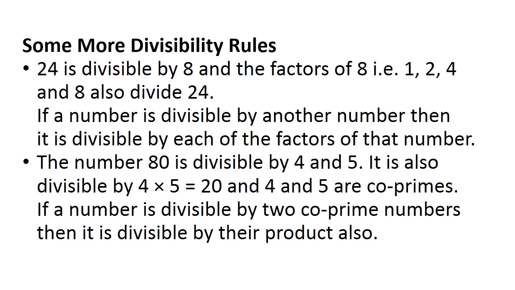The number 80 is divisible by 4 and 5. It is also divisible by 4 multiplied by 5, which is equal to 20. And 4 and 5 are co-primes. So, if a number is divisible by two co-prime numbers, then it is divisible by their product also.